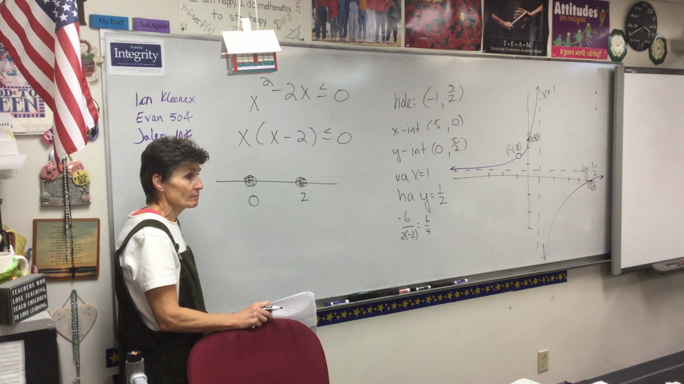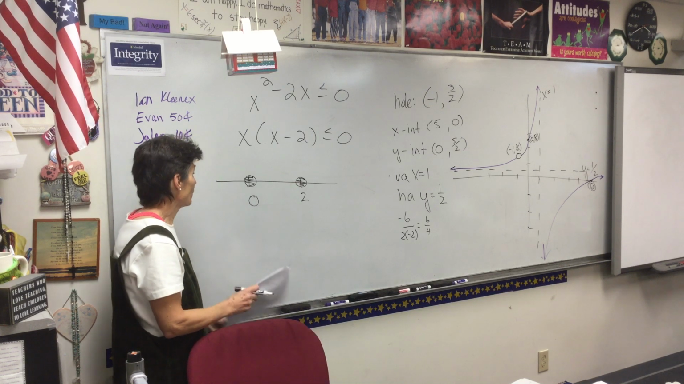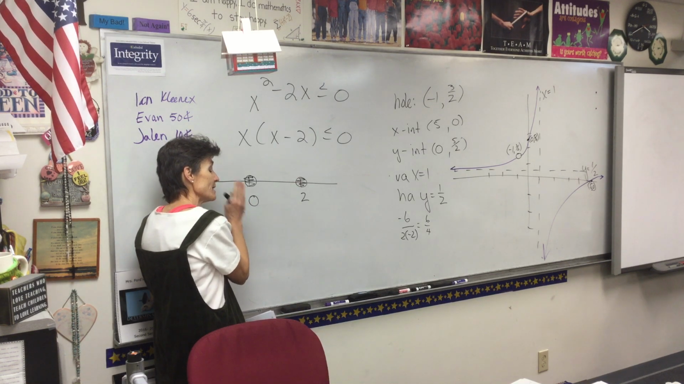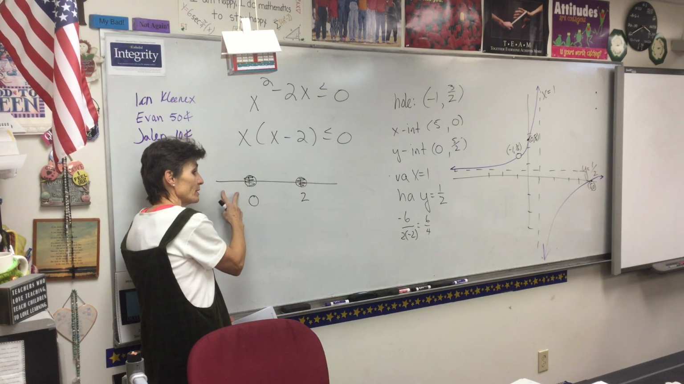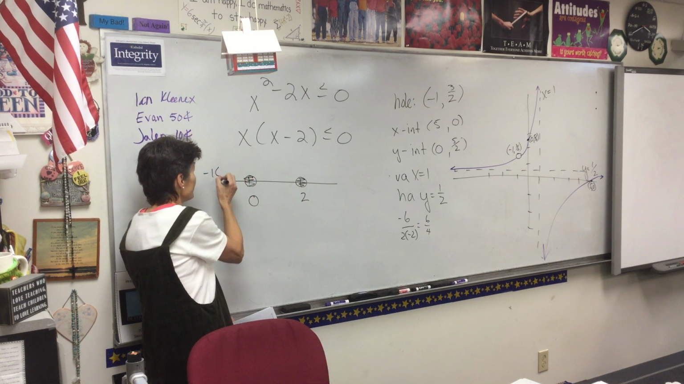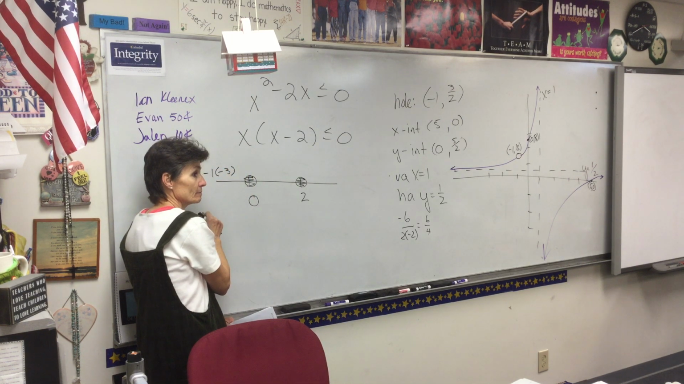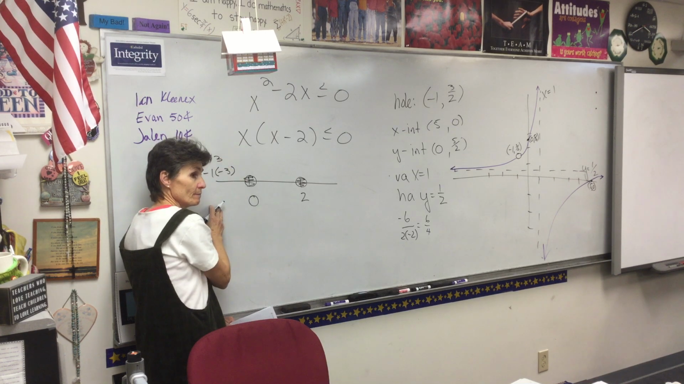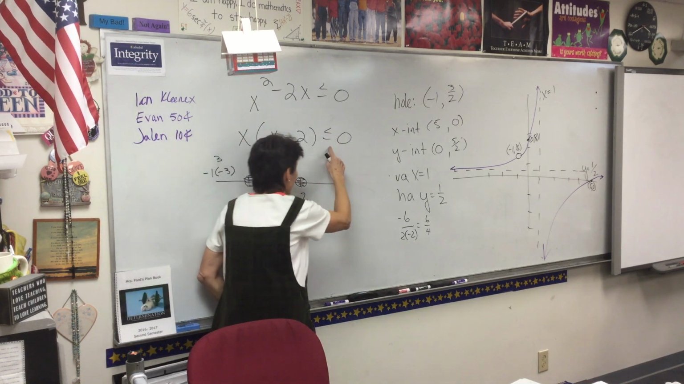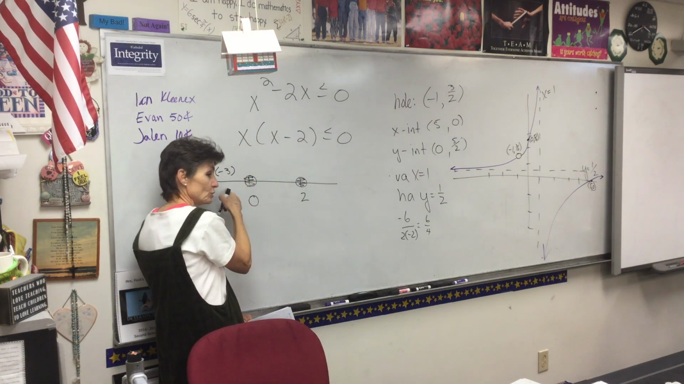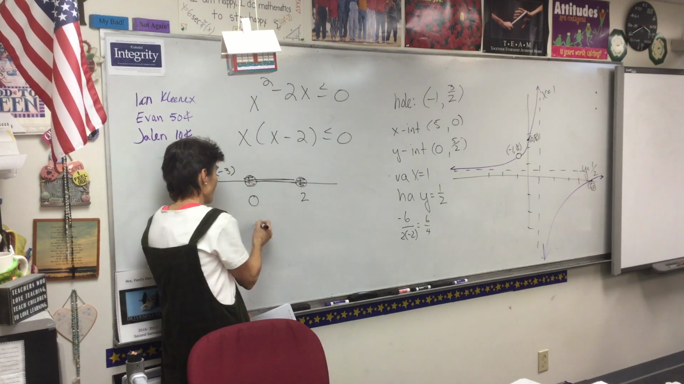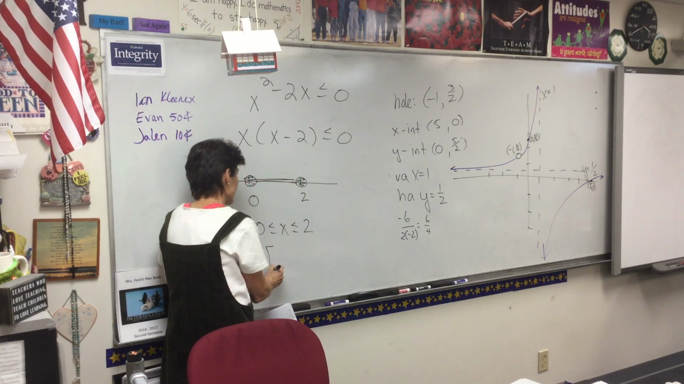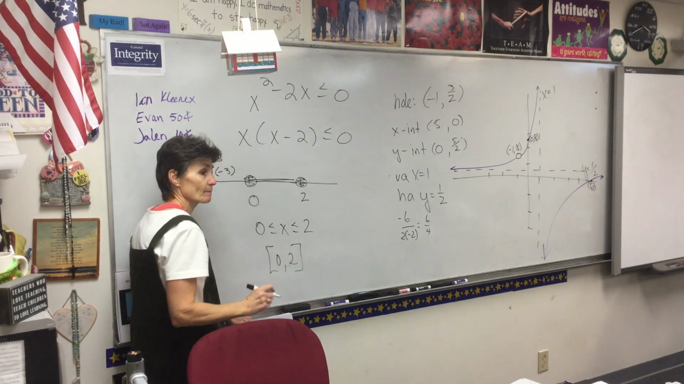Now let's pick a number, any number, except 0 and 2. What do you want to pick? -1. If we pick -1, pay attention. You're allowed to pick any number you want, but make sure you're looking at the right part of the number line. This is where -1 is. It would be -1 times -3, which is +3. Is +3 less than 0? No. So I don't shade that, which means I do shade this, and I don't shade that. So my answer is everything between 0 and 2.